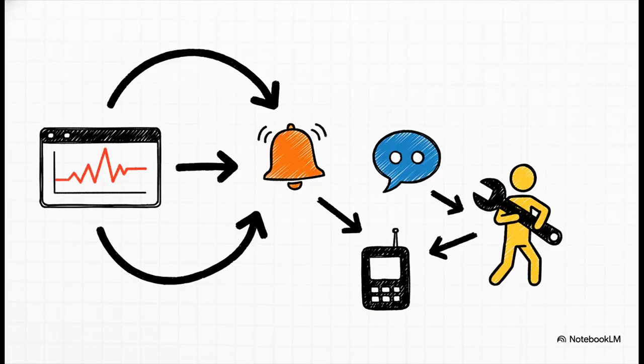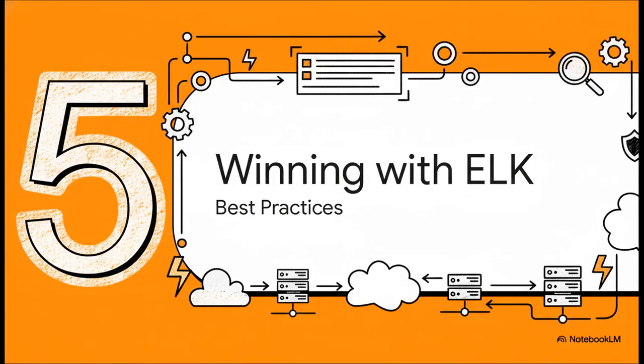And it gets even better, because you can make the whole system proactive. The Elastic Stack lets you set up alerts. So, what if the error rate for your payment service suddenly spikes? Well, you can get a notification in Slack or PagerDuty immediately. This completely closes the loop between insight and action, helping you fix problems before your users even notice them. It's a game changer.